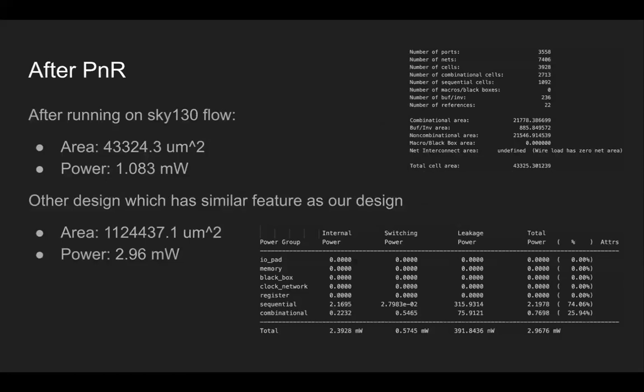Since we have to compare it to other designs, we chose a similar vector processor that does the job. And it got a million square micrometers and power of around 3 milliwatts. As you can see, we got about 30 times more area efficient and 3 times more power efficient as well.